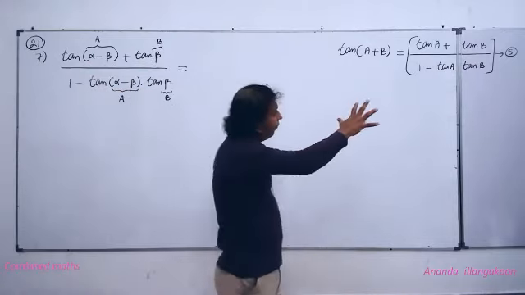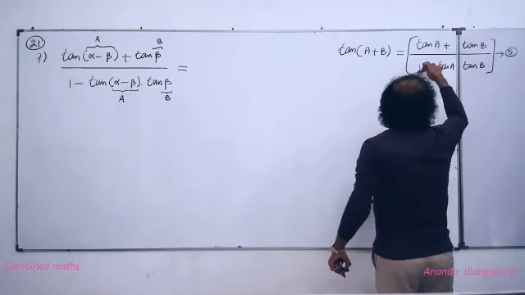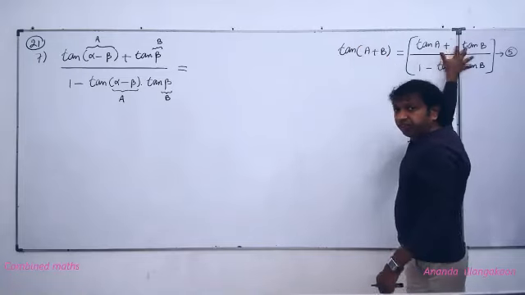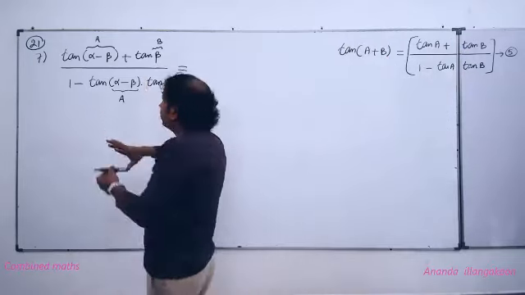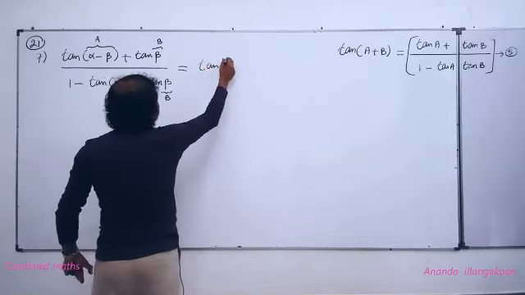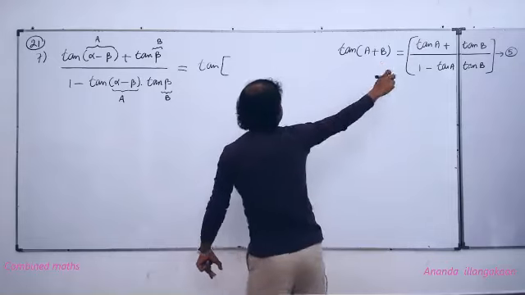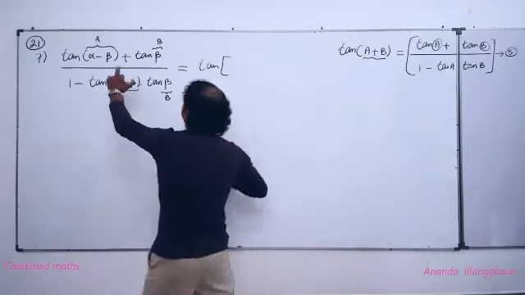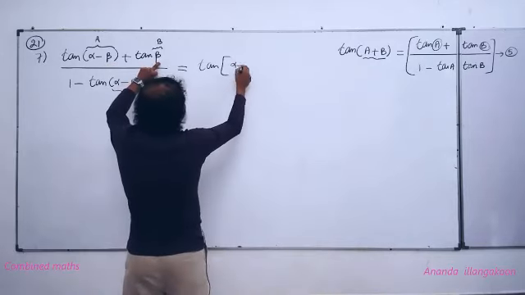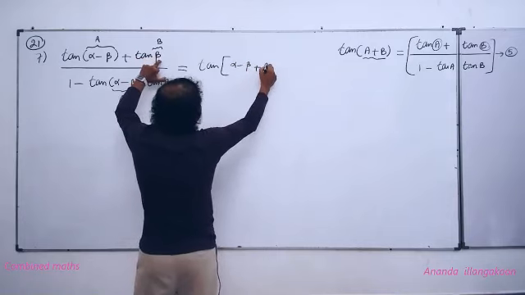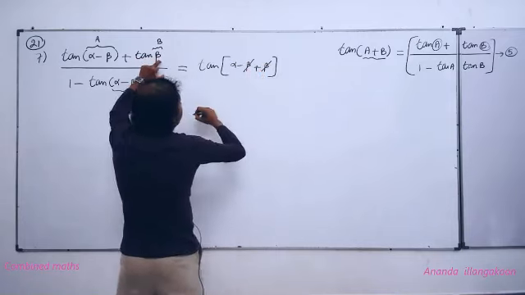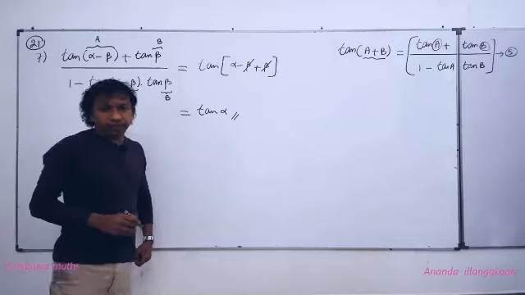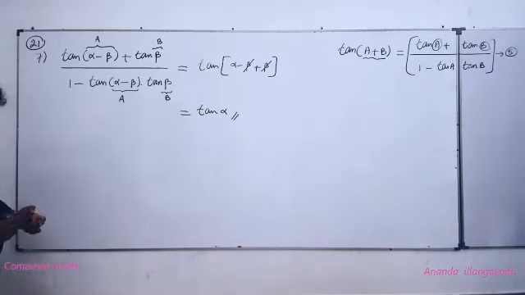If we have tan A plus tan B divided by 1 minus tan A tan B, we can write it as tan(A plus B). A plus B means this angle plus this angle, so we add this and this. What do you get? Alpha minus beta plus beta. Then you can cancel these, and we get tan alpha. This is how we get that answer. Very simple one.